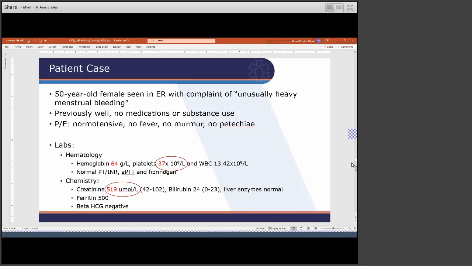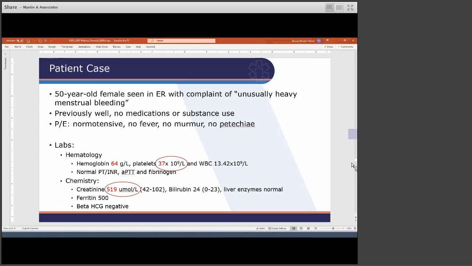Okay, so on to the order set. Okay, so here's the patient case. That's what you've been waiting for. It's a 50-year-old female who is seen in ER with complaint of unusually heavy menstrual bleeding. She's previously well. There's no medications or substance use. Her physical exam is entirely normal. And in fact, she looks like any other female with heavy menstrual bleeding. It's a relatively common complaint in ER.